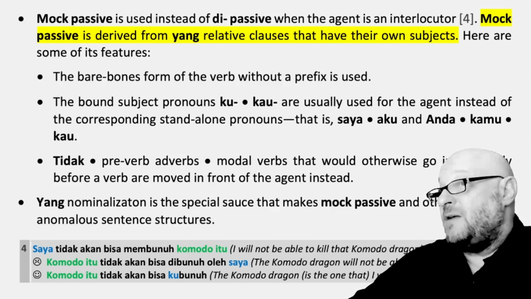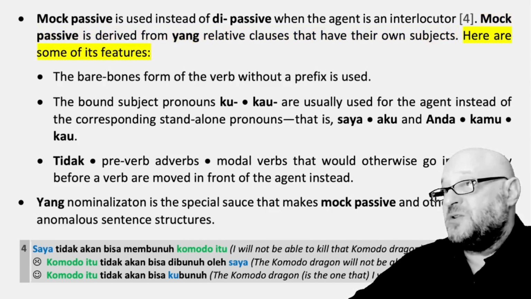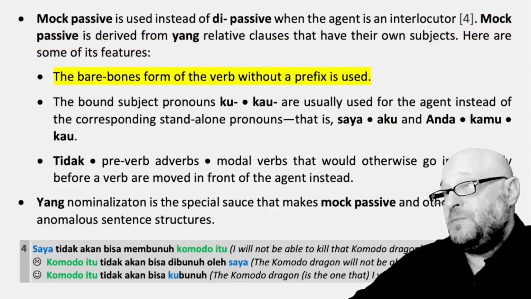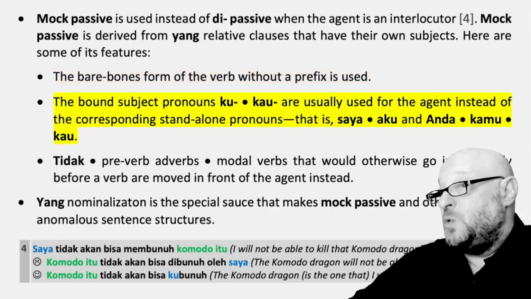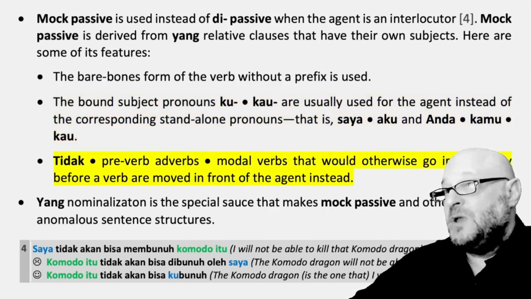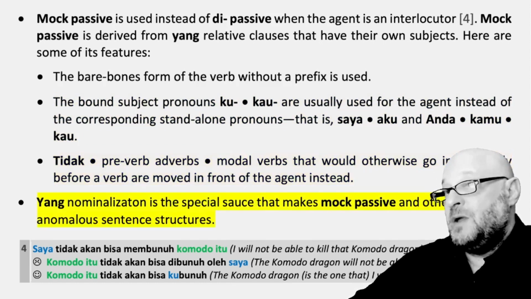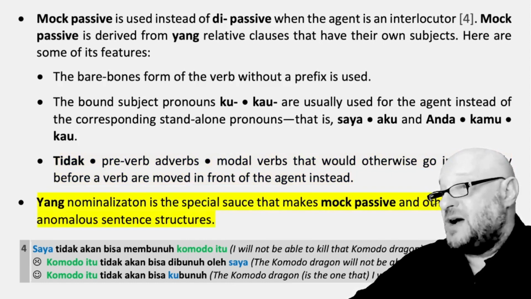Mock passive is derived from yang relative clauses that have their own subjects. Here are some of its features. The bare bones form of the verb, without a prefix, is used. The bound subject pronouns ku- and kau- are usually used for the agent instead of the corresponding standalone pronouns, that is, saya, aku, and anda, kamu, kau. Tidak, preverb adverbs, and modal verbs that would otherwise go in front of the verb are moved in front of the agent. Yang nominalization is the special sauce that makes mock passive and other anomalous sentence structures.